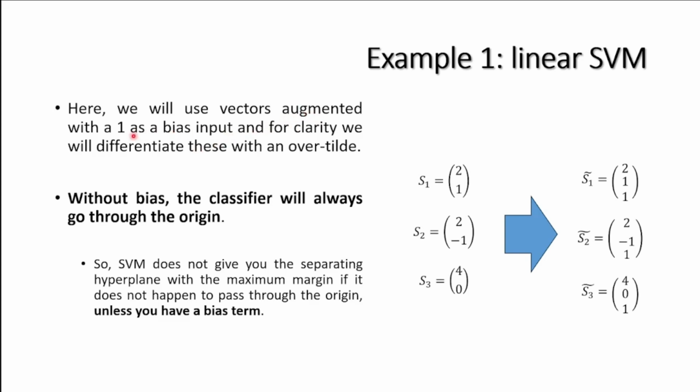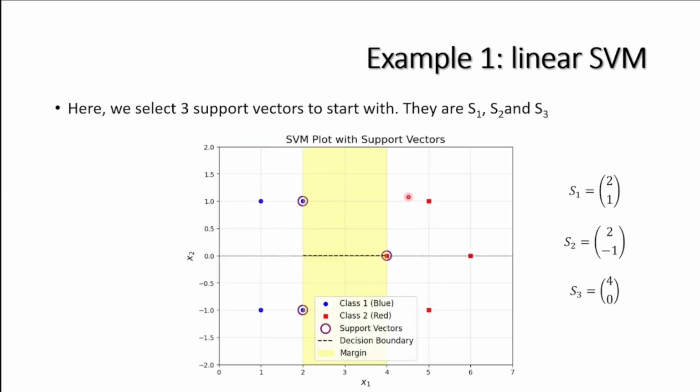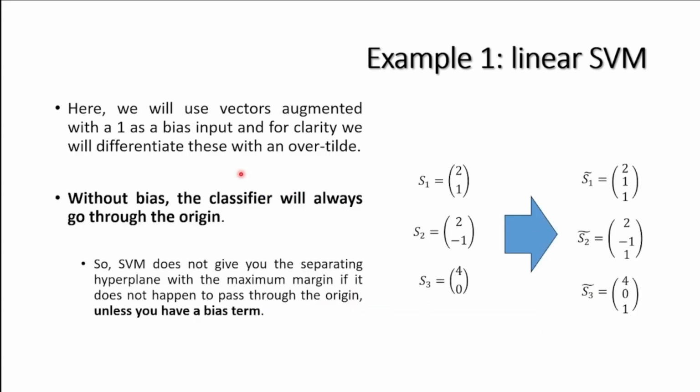Here we will use the vector augmented with 1 as a bias input, so clearly we will differentiate with the tilde. The first thing is we have the support vectors: 2, 1, 2, minus 1, and 4, 0 over here. So these are the data points that we have.